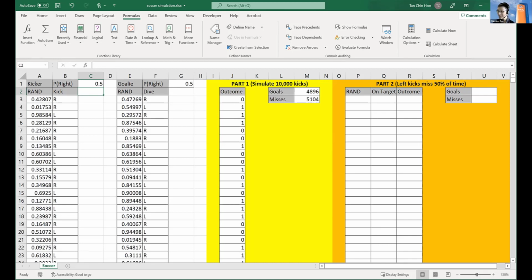I do realize that I'm actually running a bit short of time. I think I've underestimated the amount of time that this is going to require. And so let me just go ahead and share with you the completed simulation over here as well, so that very quickly we are able to run through the one where the left kicks actually miss 50% of the time. So let me just go ahead and share that with you. So my apologies over here. I do realize that I probably have underestimated the amount of time we require for this.